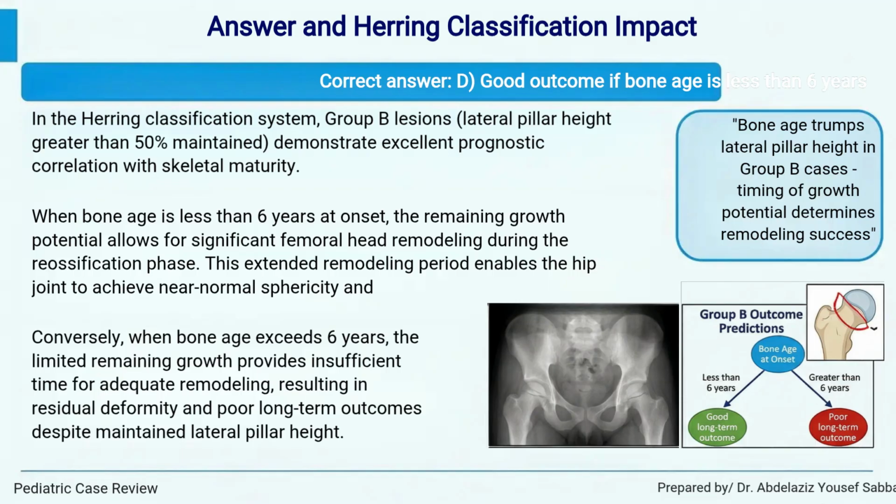Conversely, when bone age exceeds 6 years, the limited remaining growth provides insufficient time for adequate remodeling, resulting in residual deformity and poor long-term outcomes despite maintained lateral pillar height. Key teaching point: bone age is more important than lateral pillar height in Group B cases. Timing of growth potential determines remodeling success.